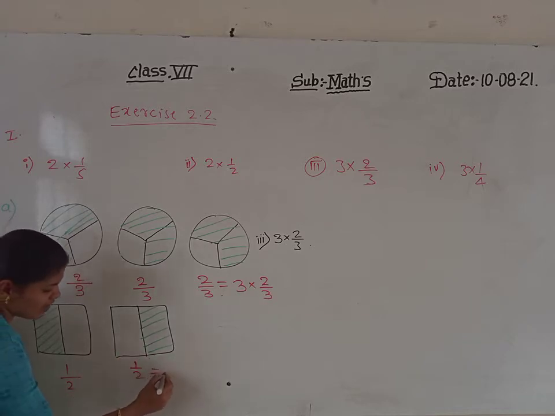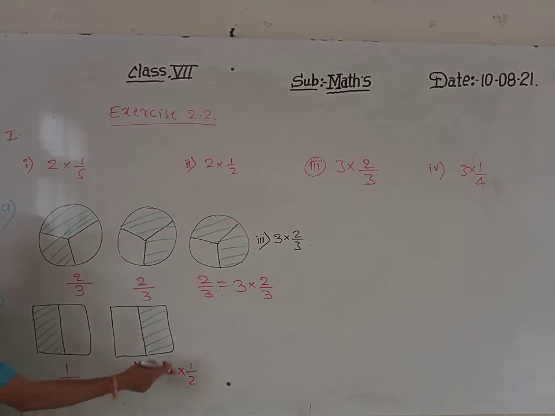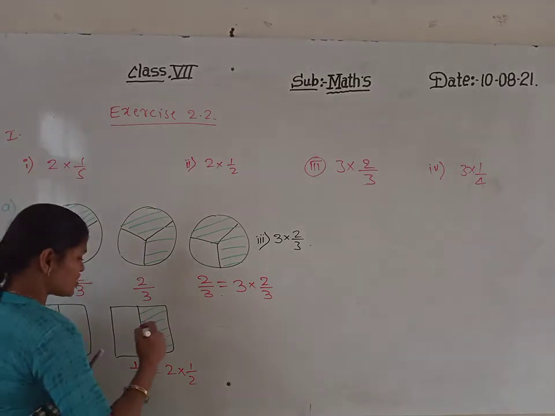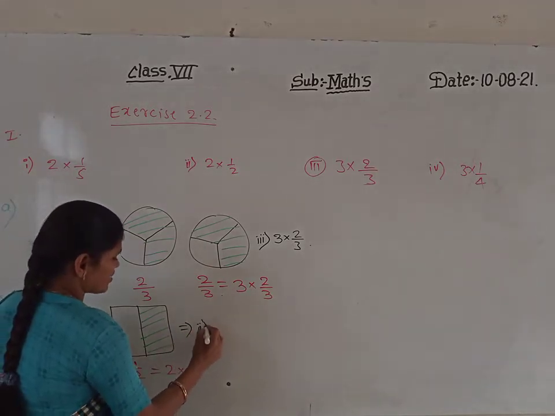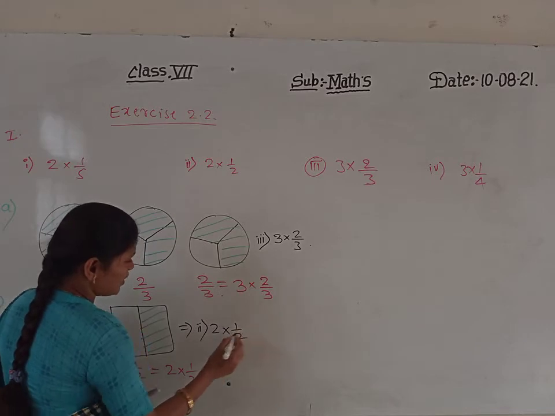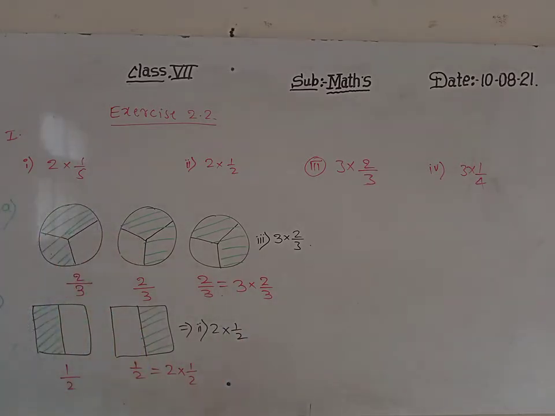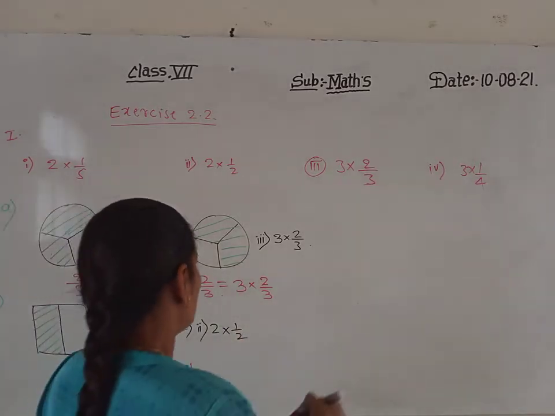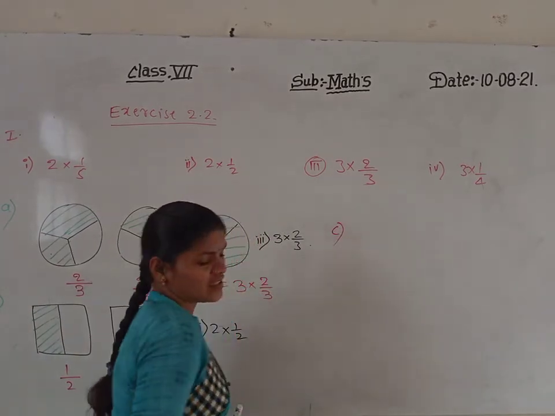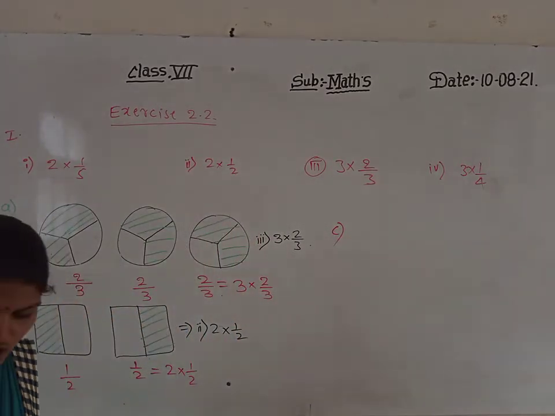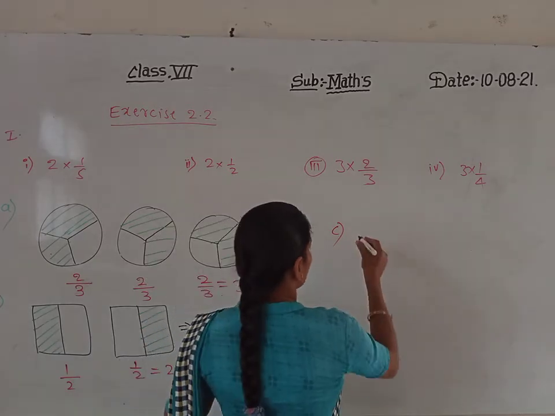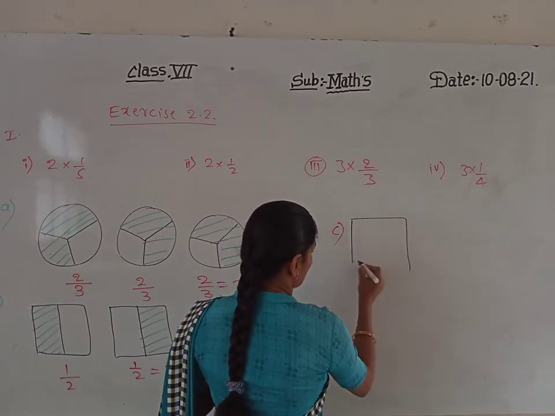How many are there here? 2 are there. 2 times 1 by 2. Is this fraction there anywhere here? Yes, good. Second one. So this picture matches the second fraction, that is 2 into 1 by 2. Next, what is picture C? Picture C. What is given here? There are 3 square boxes. There are 3 square boxes.